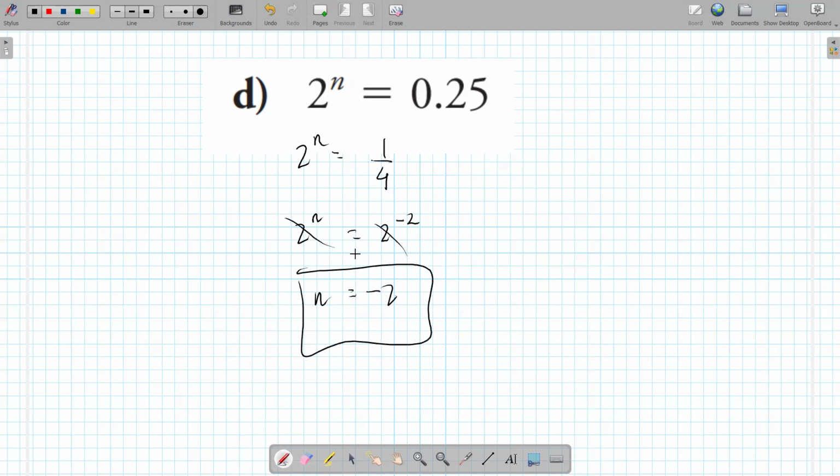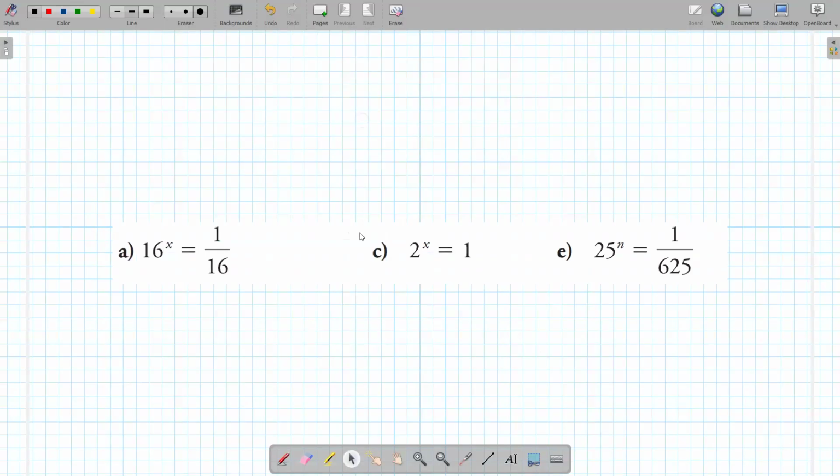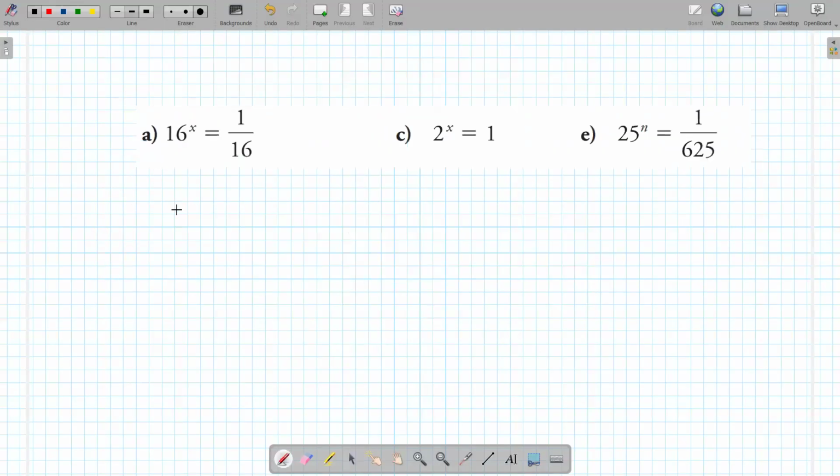So you don't have to use logs for this. You could. Logs always work as long as there's a solution, but if you don't want to use logs, you can just do it like this, as long as you can write both of them in the same base. Like all of these, you don't even have to use logs here. Let me just show you really quickly. The answer to A is -1. What's the answer to C? 0. Yeah. The answer to E is -2. Sorry, N, it becomes N, but yeah. You just move it up.